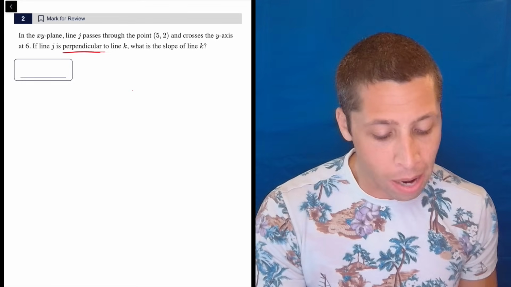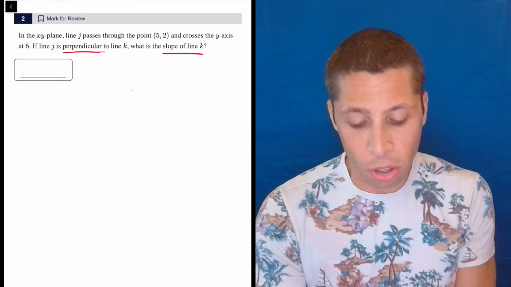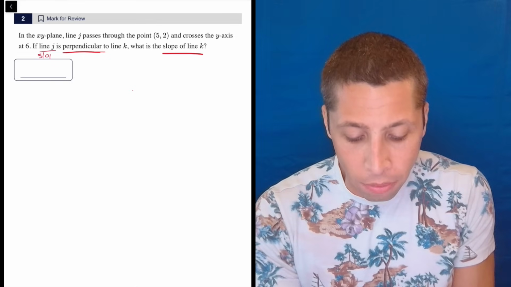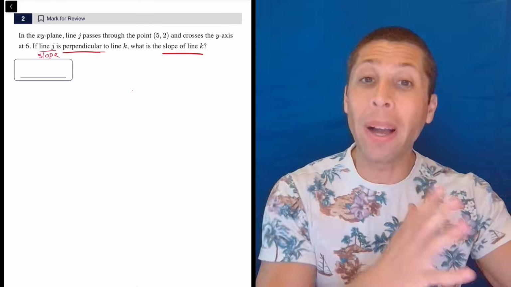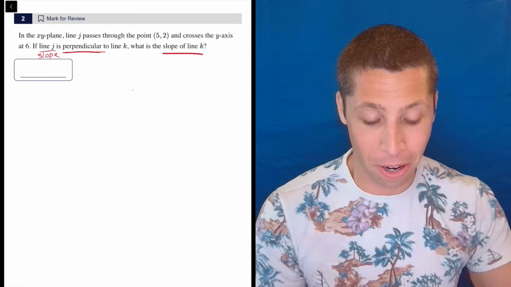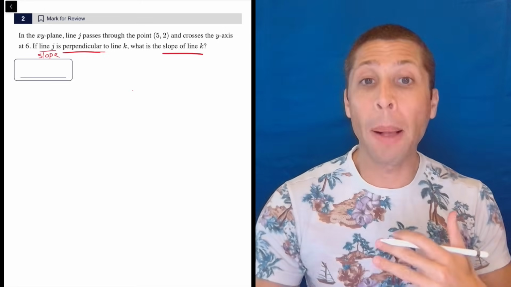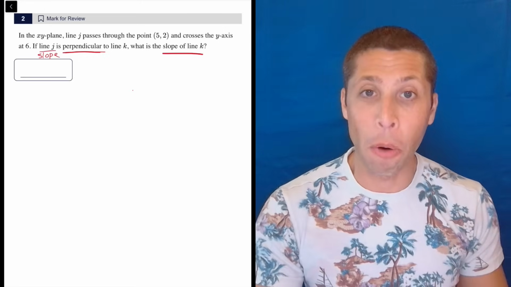I know that I want to end up with the slope of line K, so in order to do that, I need the slope of line J. I know my ending thing. I know my last step here. But they put some more obstacles in the way of getting the slope of line J.